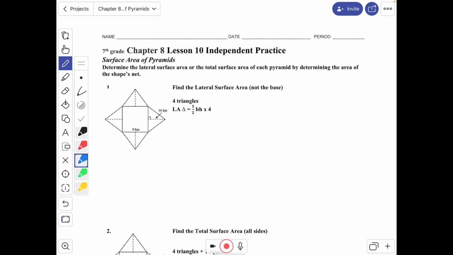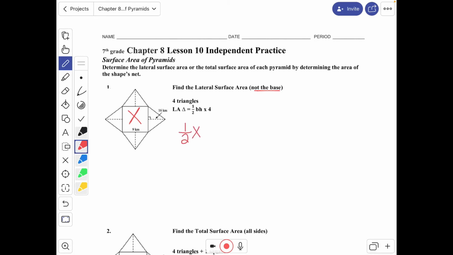Let's look at a couple of the problems you're going to do by yourself. On number 1, you're looking for lateral surface area. Remember, lateral doesn't include the base, not the base. And the base on this is the square. So we just need to find the area of all the triangles. And all the triangles will be the same. So 1/2, the formula is already written for you. 1/2 base times height times 4.